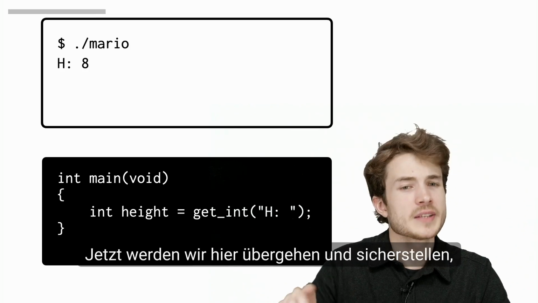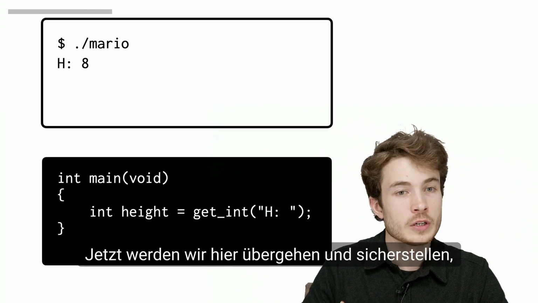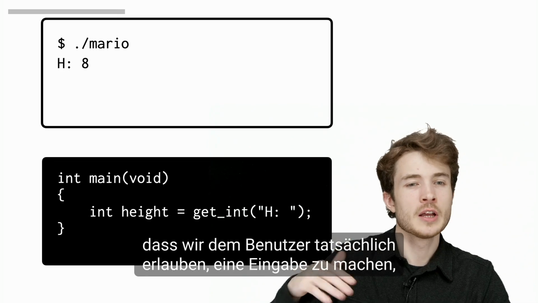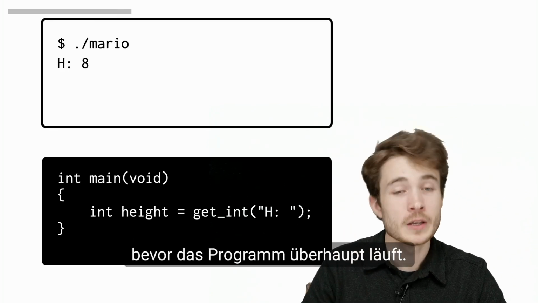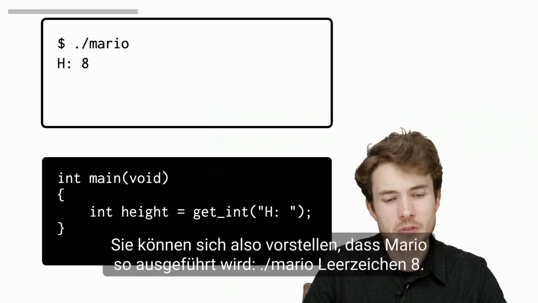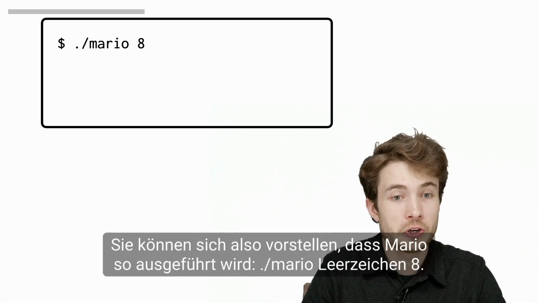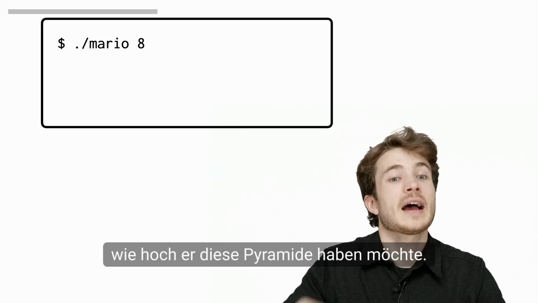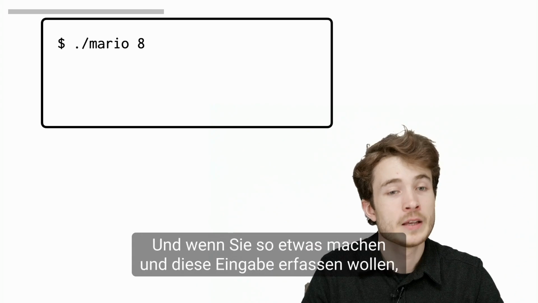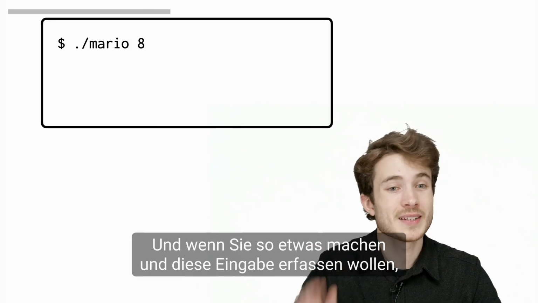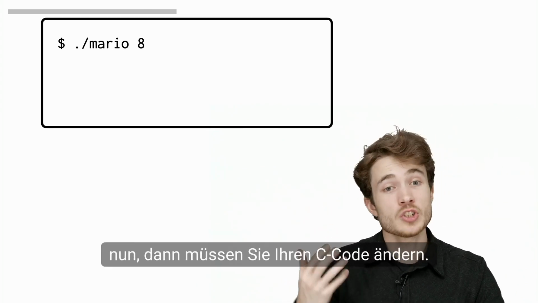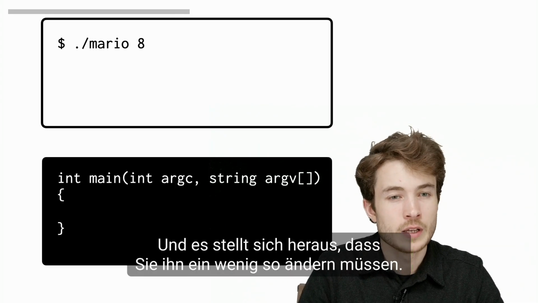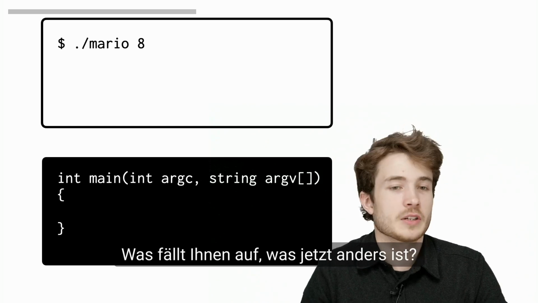Now, we're going to transition here and make sure that we allow the user to give input before the program is even running. So you can imagine Mario being run like this, ./mario space 8. So before Mario even runs, the user can tell us how high they want that pyramid to be. And if you do something like this, and you want to capture this input, well, you need to change your C code. And it turns out you have to change it a little bit like this. What do you notice that's different now?